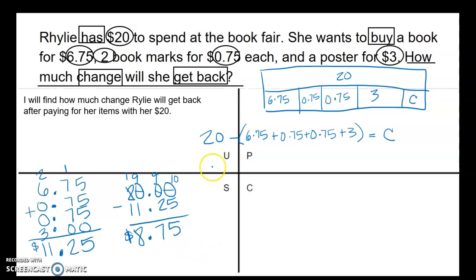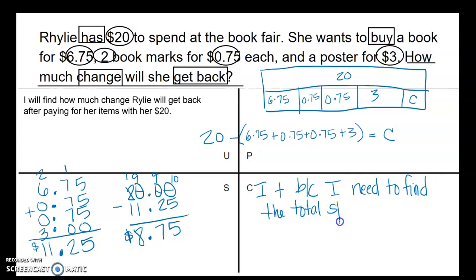That is her change. So we need to say, why did we add, and then why did we subtract? So I added because I needed to find the total spent. And that goes back to the word right here. She's spending money. Alright, she's buying these items. The total spent at the book fair.